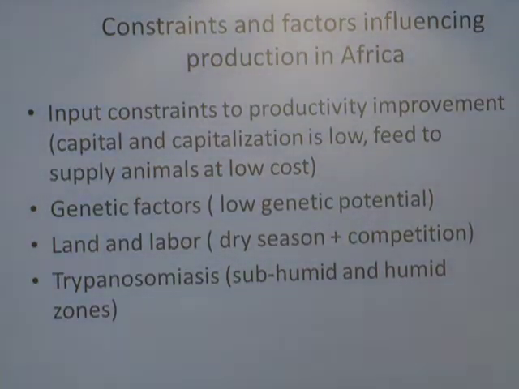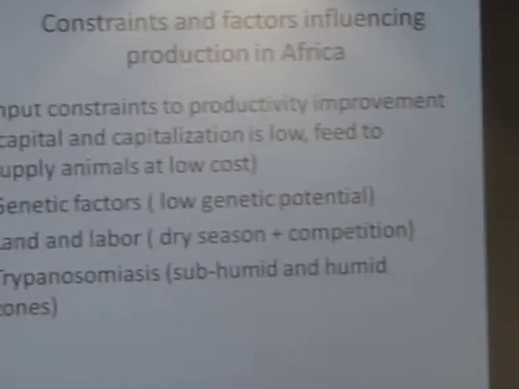We have some constraints to production in Africa. Inputs: capital and capitalization are low. Feed supplies for animals are at low cost. We are looking for alternatives to supply animals at low cost because a lot of the farmers don't have access to credit. And the government doesn't give the farmers credit to invest in this production.